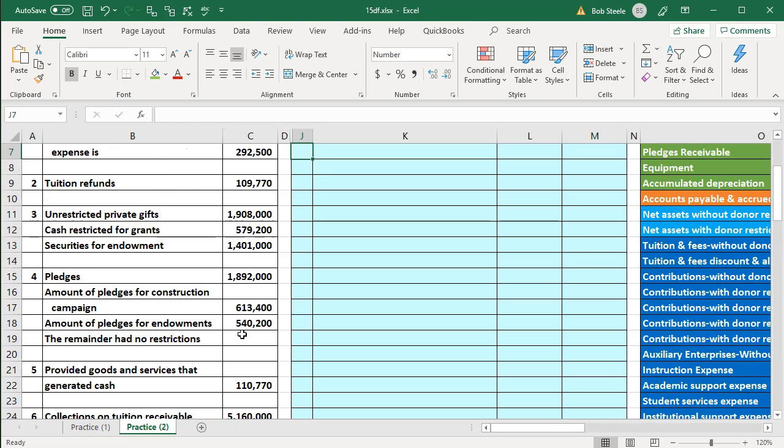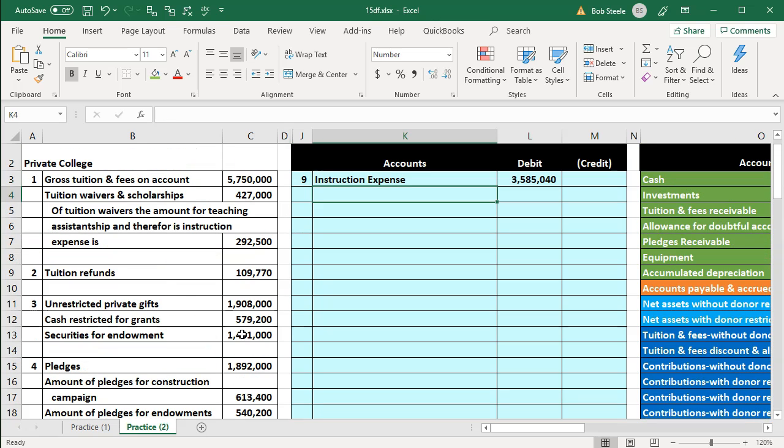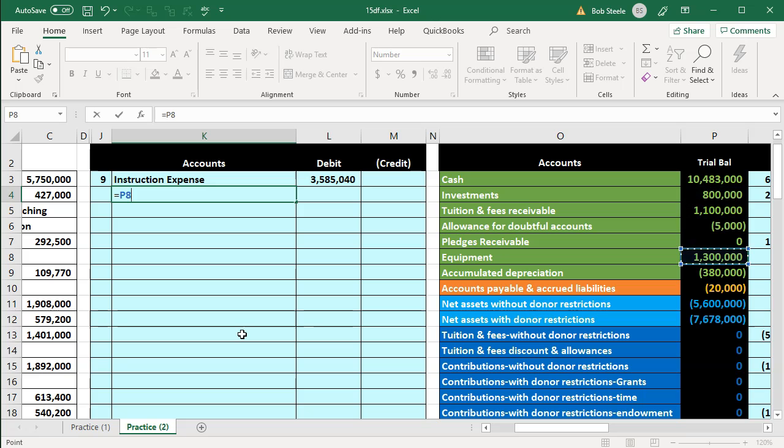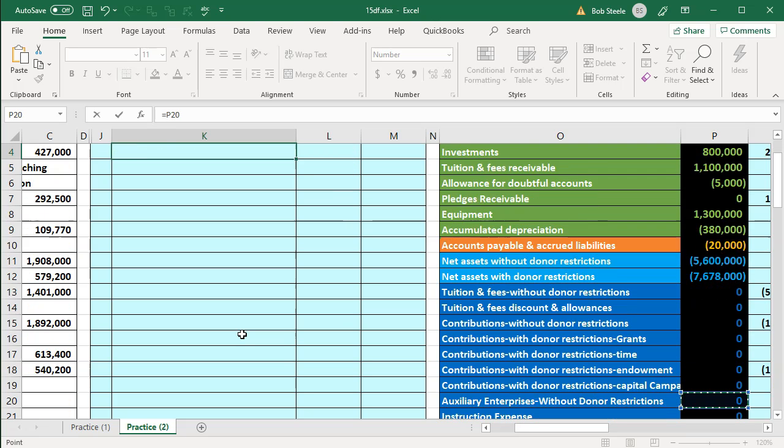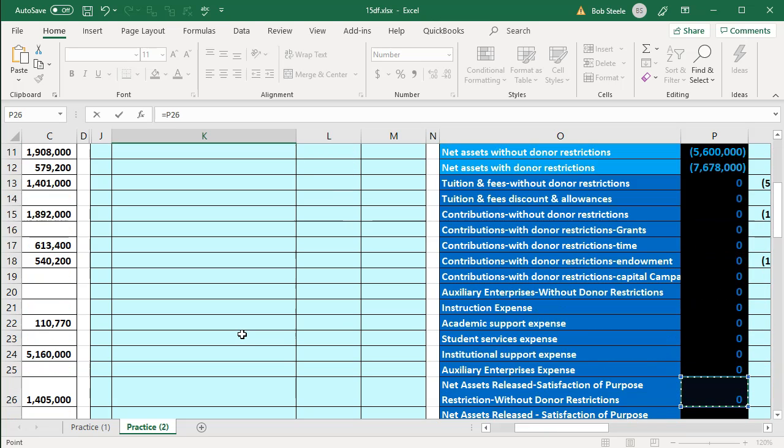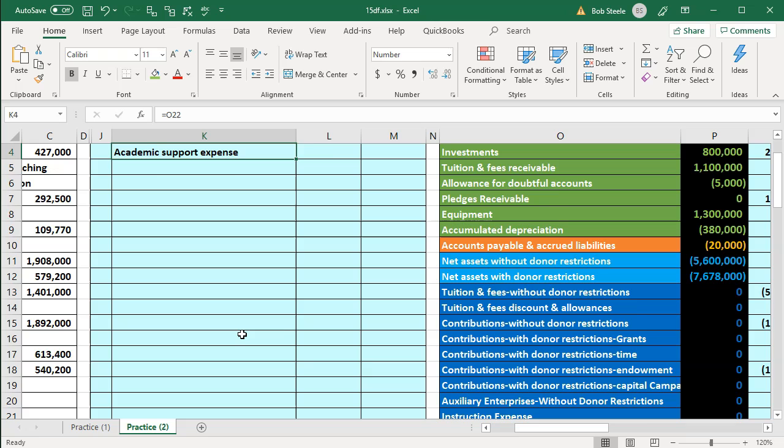Scrolling back down, we want to find the academic support, which is going to be the next one. So I'm going to go back up and in K4, I'm going to say equals, looking for an academic support type of account in the trial balance. It's going to be an expense type of account, so it's going to be down below. It is in order: assets, liabilities, equity or net assets, and then revenue minus expenses. So academic support here, there we have that.